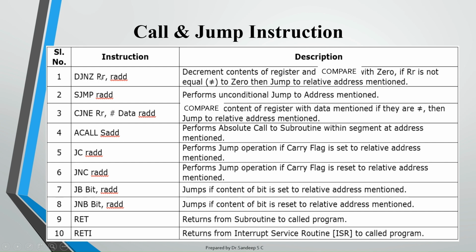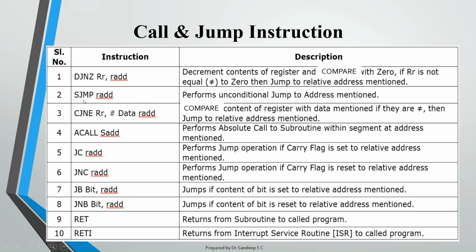So what it will do, it will decrement the content of the R register, and then it will check if the register value is 0. If it is not 0, then it will jump to the address given. I repeat, this instruction will first decrement the content of register R, then it will compare the value of R with 0 after decrementing. If it is not 0, then it will jump to the label. So this will be used in loop operations. This is a conditional looping.